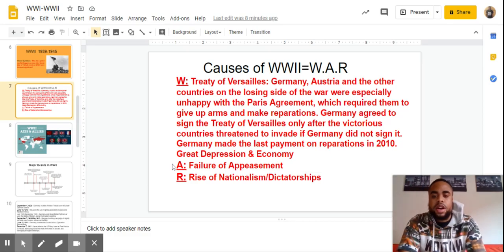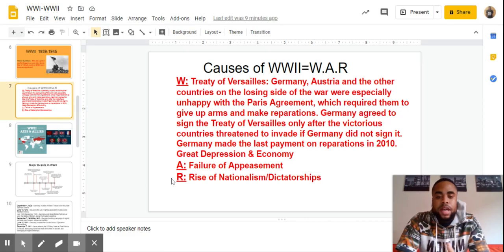The second part of what caused World War II is the failure of appeasement. So A equals appeasement. Appeasement means just doing any and everything to avoid war, any and everything to please the other person so that there will be no conflict. Apparently, the Allies thought that by giving Hitler whatever he wanted meant that Hitler would never attack them. That did not work, failed.